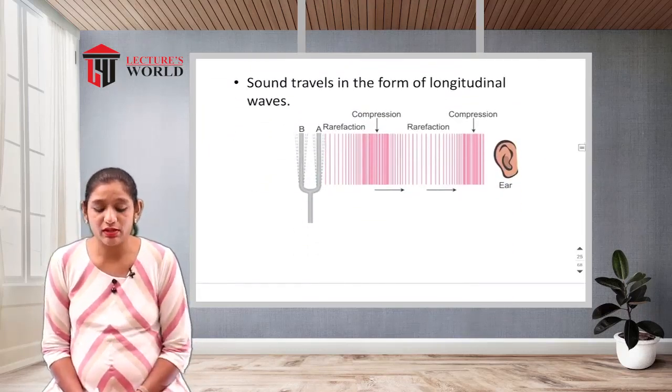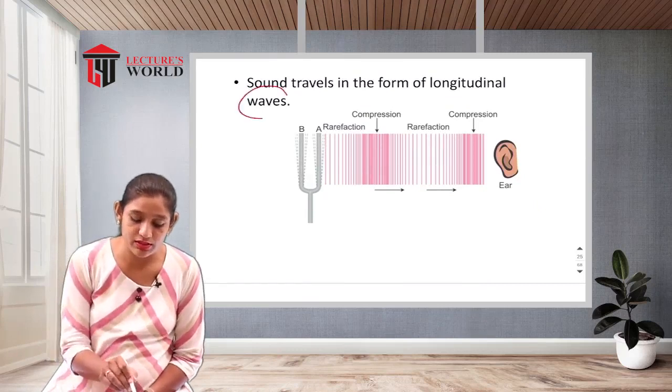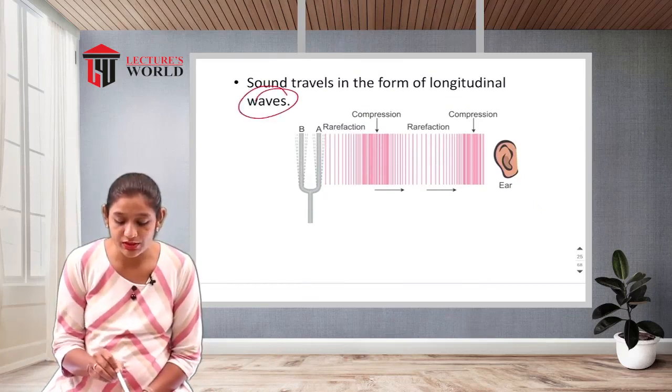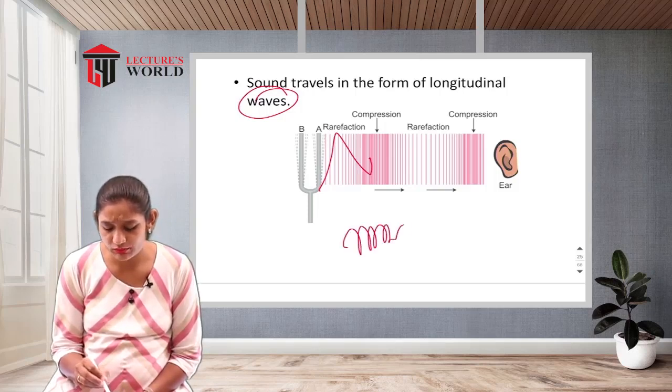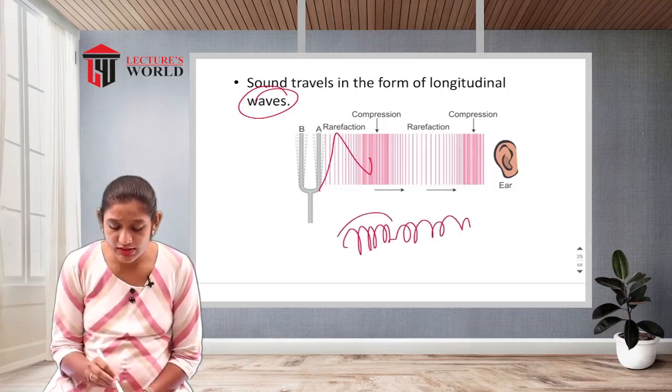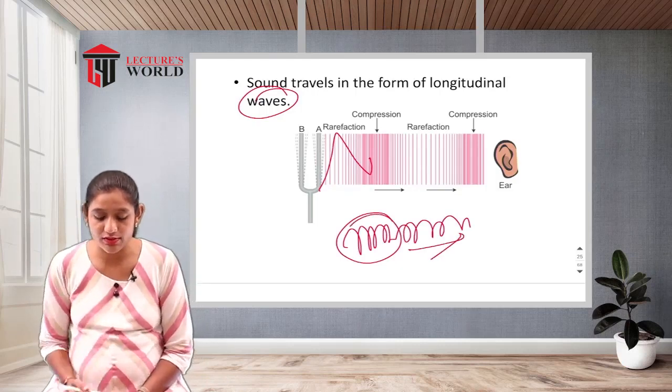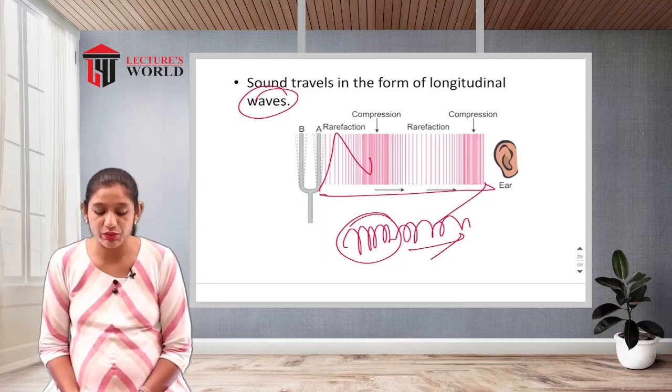Sound travels in the form of a longitudinal wave. See here, it travels as a longitudinal wave. This is the longitudinal wave. The distances are compressions and rarefactions. Here, this is the longitudinal wave.